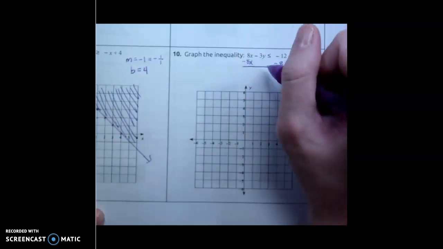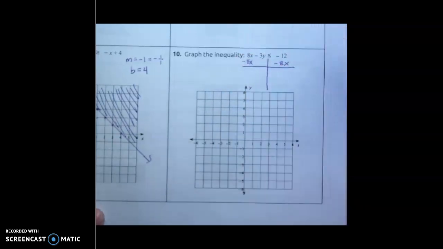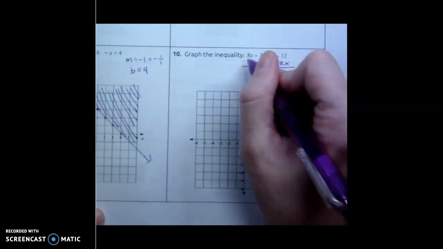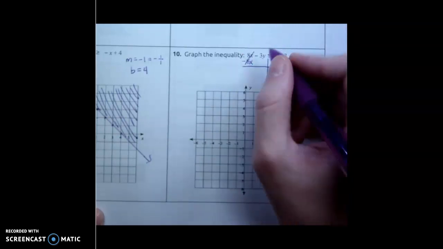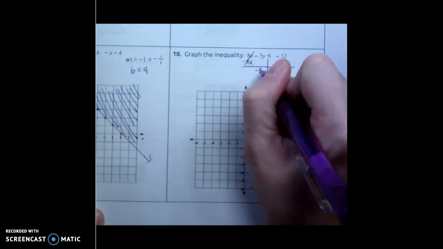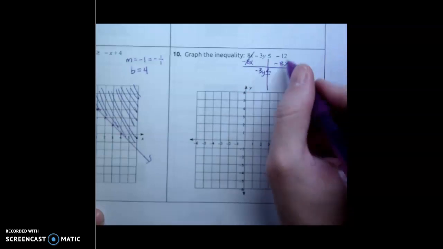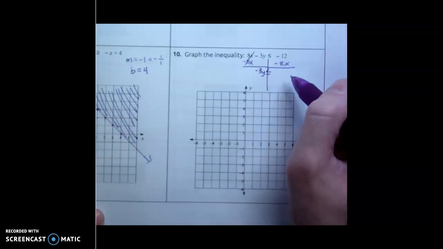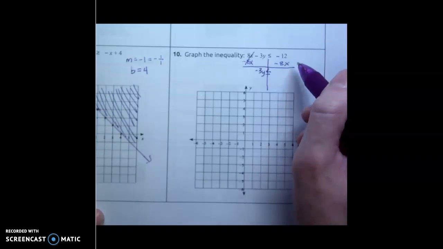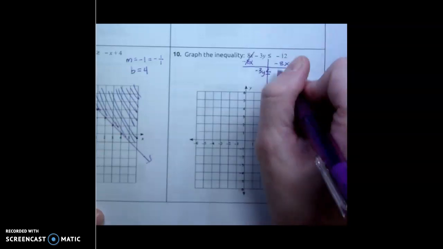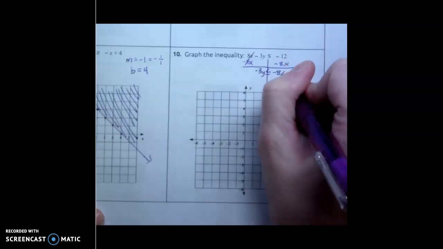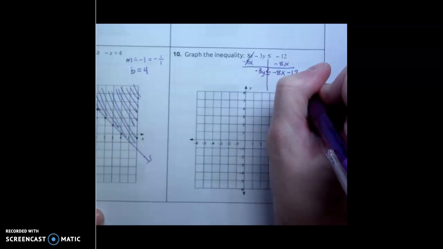Okay? So if drawing this line helps you to stay organized, I suggest that you do that. So on the left side, the 8x cancels. You're left with negative 3y is less than or equal to. And right here, you cannot combine these because they are not like terms. The 12 doesn't have a variable, so you cannot subtract the 8 from the 12. They have to stay separate. So you have negative 8x minus 12.